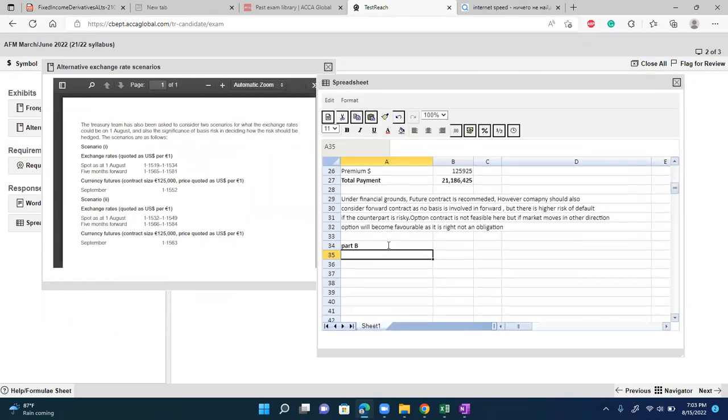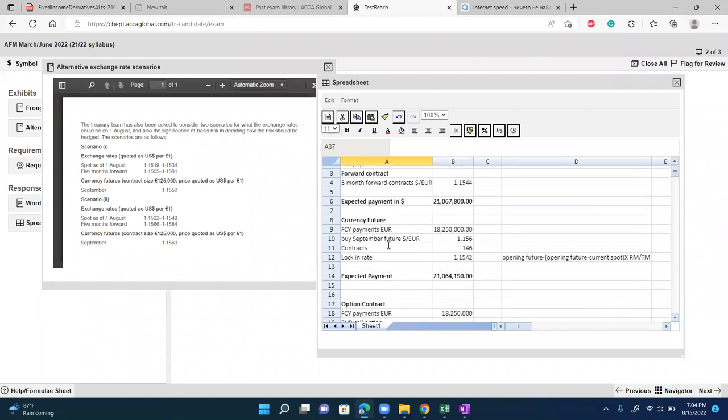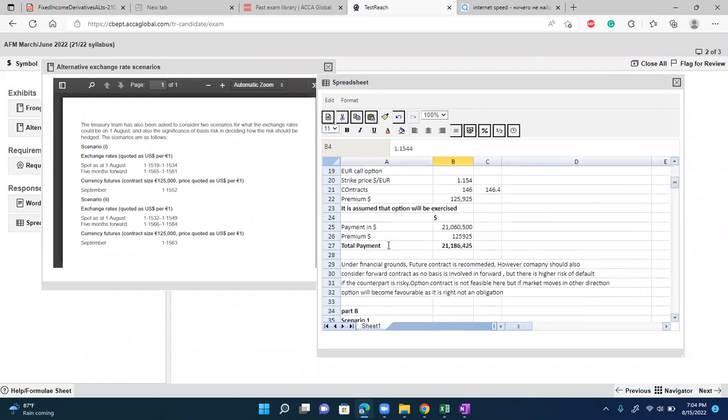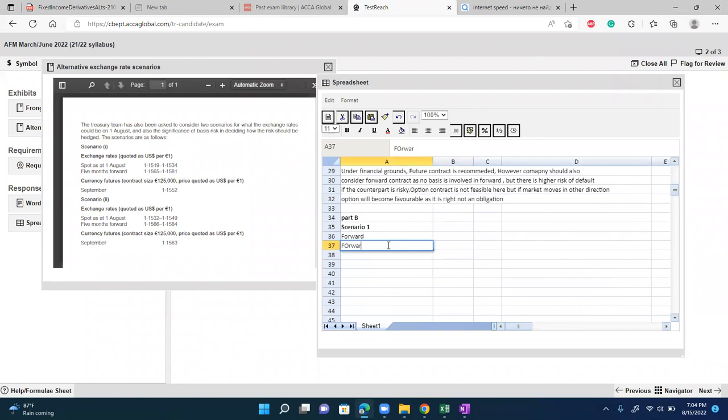Forward contract is locked. Whether interest rate, whether currency, whether exchange rates appreciate or depreciate, it will have no impact on the forward contract.